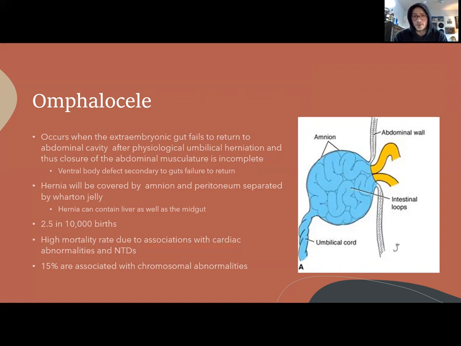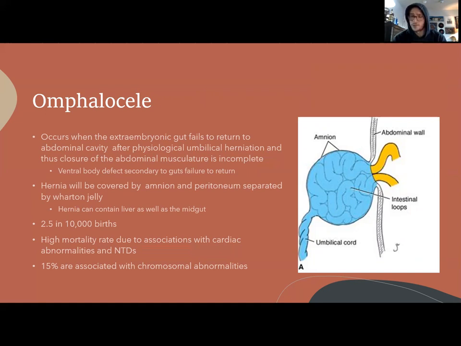So omphalocele, you're going to have that amnion or a membrane, it can be skin, covering the herniated intestinal loops. Omphaloceles mainly are going to occur when the extraembryonic gut fails to return to the abdominal cavity after it undergoes a physiologic umbilical herniation. And thus, when the body goes to close, it's trying to close around its own intestines, and therefore the musculature cannot close and fuse. So abdominal musculature is incomplete. So the ventral body wall defect is secondary to the gut's failure to return.